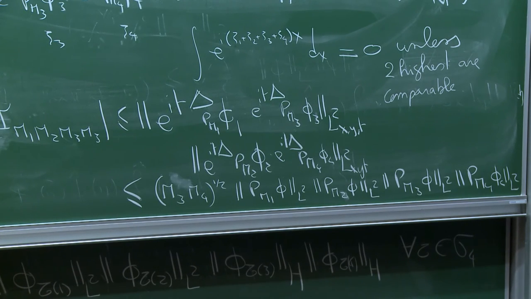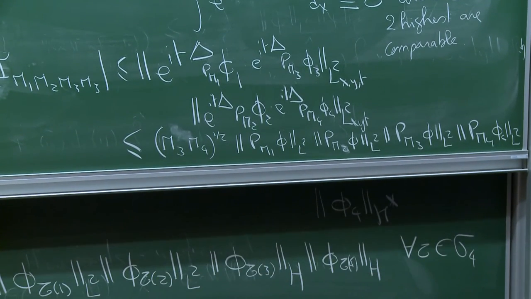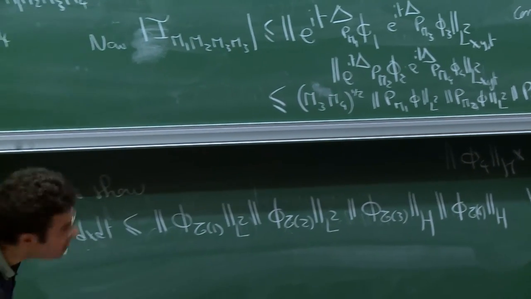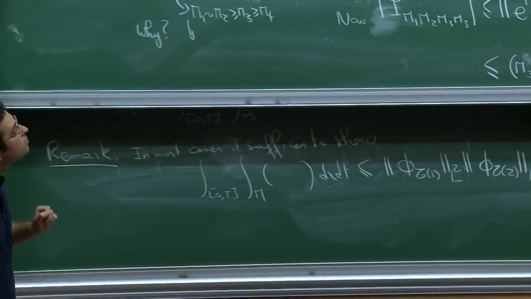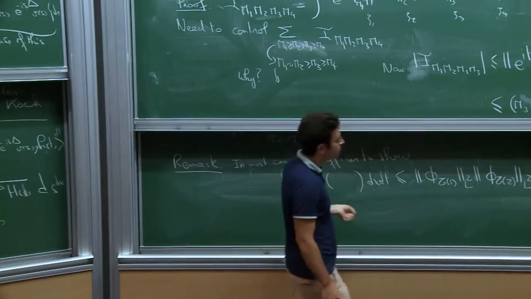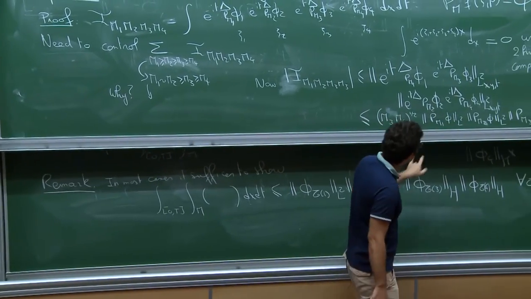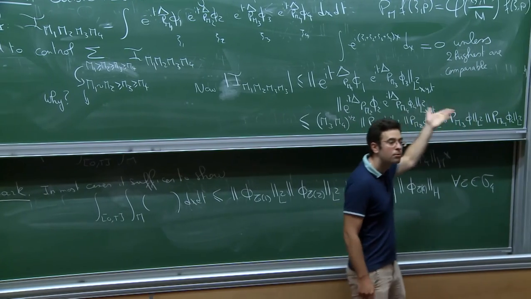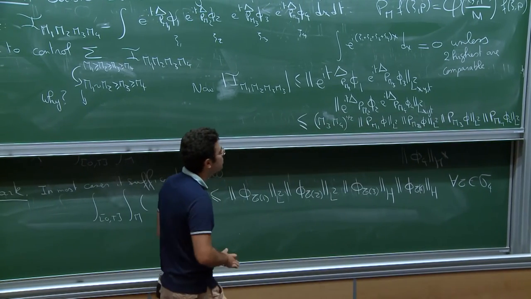Okay, and now I would like to have an estimate like that. And I remember that I'm not working in L2 space. That would be too much. I'm working in HS space. So the two worst guys, I'm going to keep them in L2. And the two lowest, I'm going to start using the information about the space.